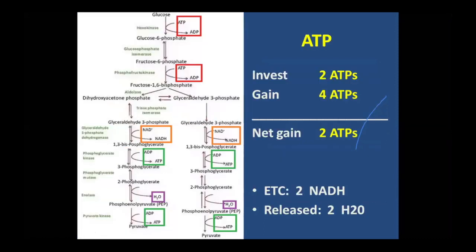Now let's have a review and let's try to compute the gained and used ATP we have. So in the investment phase, we made use of 2 ATPs that are utilized. No other energy or products are produced. In the payoff phase, we made use of 2 NAD molecules to form this into NADH. And then we made use of 4 ADPs to turn this into 4 ATPs.